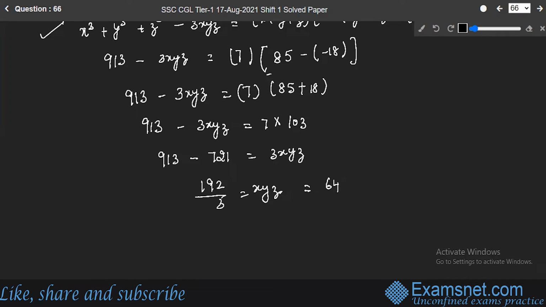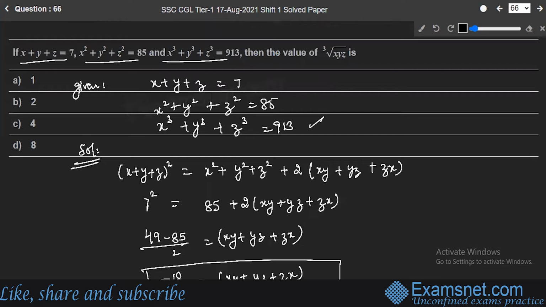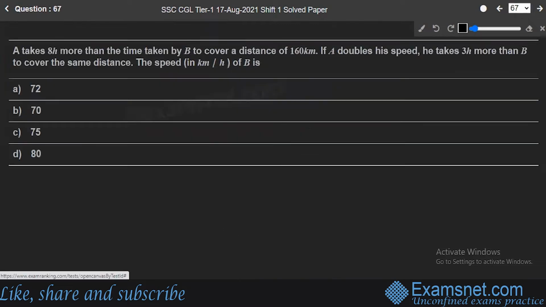Now what do you have to find out? You have to find out the cube root of xyz. So that means you have to find the cube root of 64, right? And you know that is equal to 4. What is the cube root of 64? That is equal to 4. So here is your answer, option C. Hope you are clear. Let's move to the next question, 67.